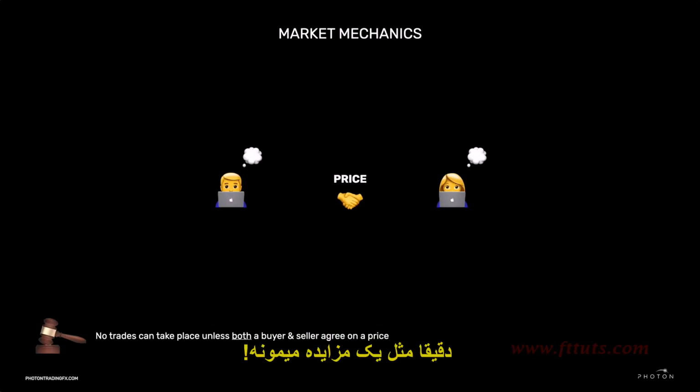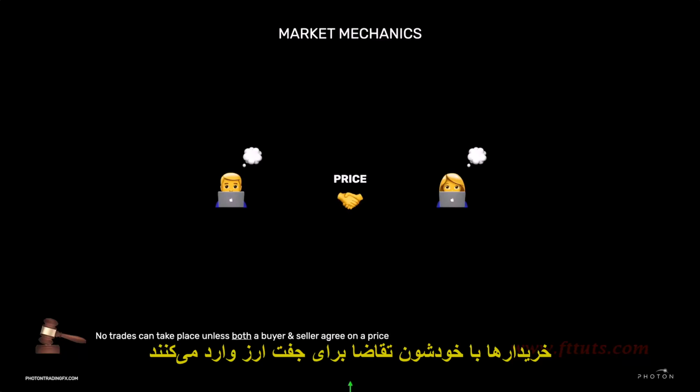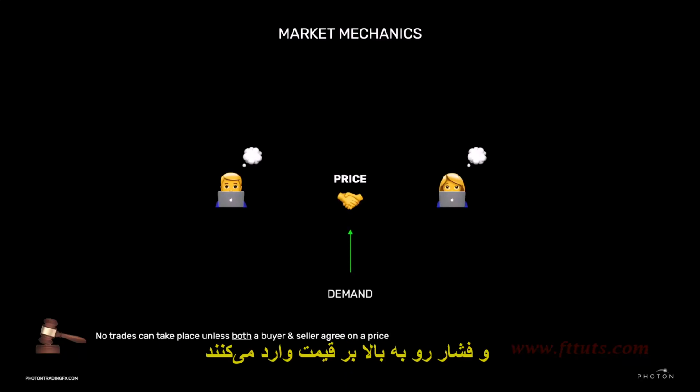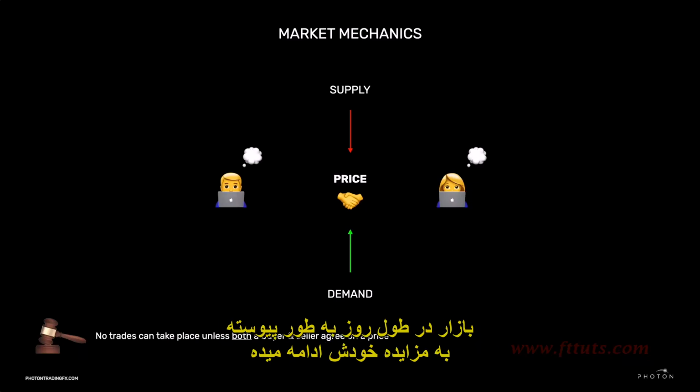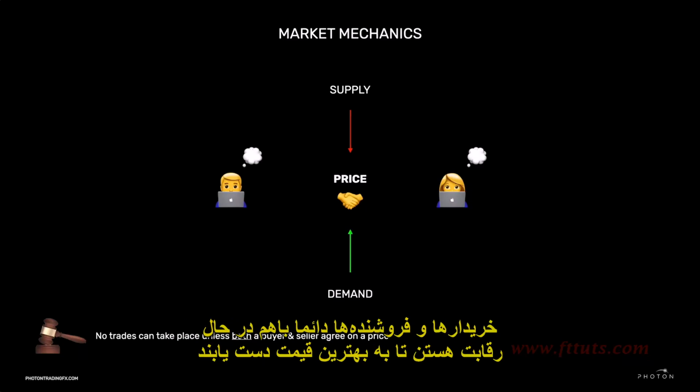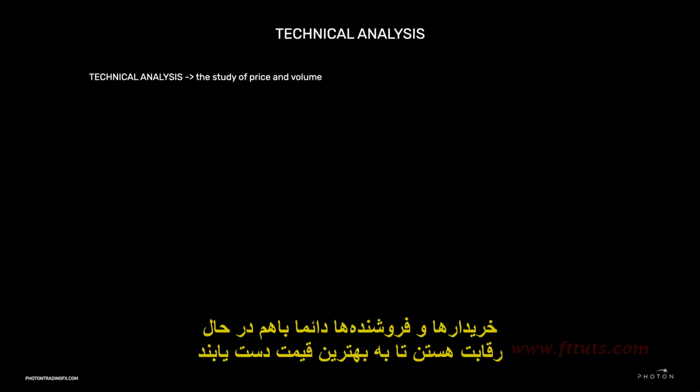So it's literally just like an auction, right? And this drives the price of currency pairs. Buyers bring with them demand for the pair, applying upward pressure on prices, and then sellers bring supply for the pair, applying downward pressure on prices. And the market runs like a continuous auction throughout the day, with buyers and sellers constantly competing with each other to get the best possible price.